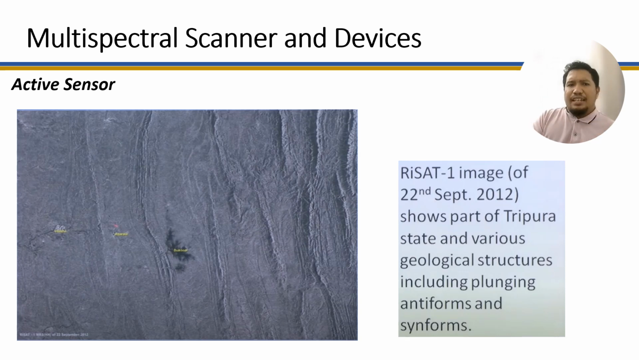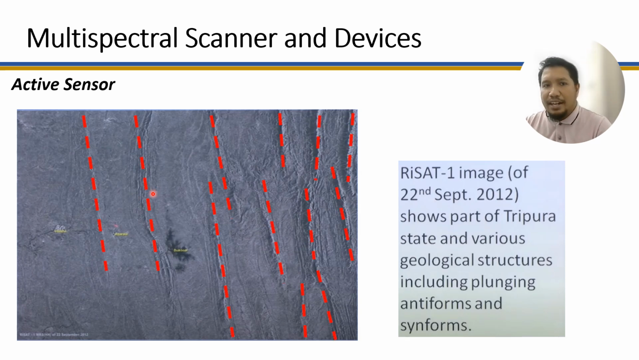So here is an example of active sensor imaging. The image is a RISAT-1 radar satellite image of the Tripura state in India, captured in September 2012. It showcases various geological structures, including plunging antiform and synform. By studying the pattern of these faults, geologists can learn about the history of the region, tectonic activities, and the formation of its mountains and hills in general.